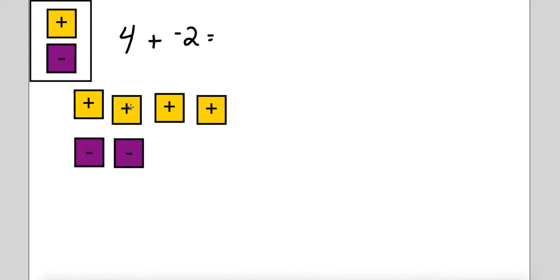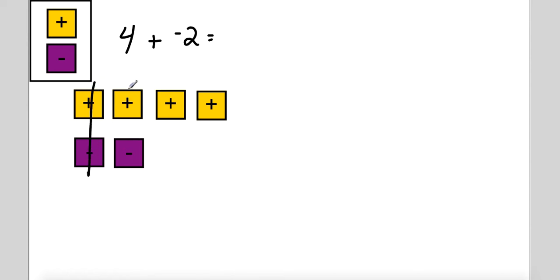Now one thing that you have to keep in mind is that when we have a positive and a negative, these actually cancel one another out. It's kind of like saying 1 minus 1. So these 2 will cancel out. This creates 0. These 2 will cancel out. This creates 0. And you'll see all that we're left with is 2 positive yellow integer chips. So we can say that 4 plus a negative 2 is positive 2.